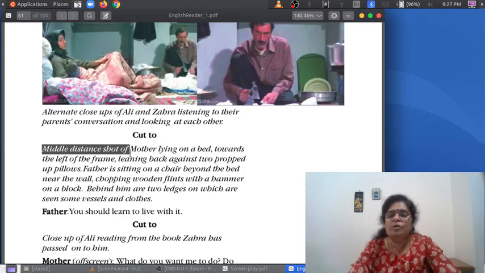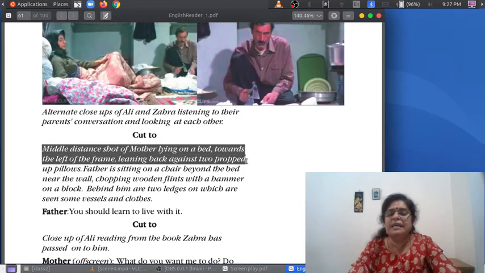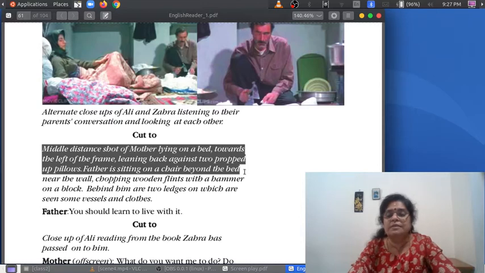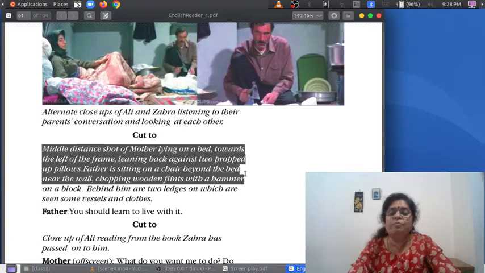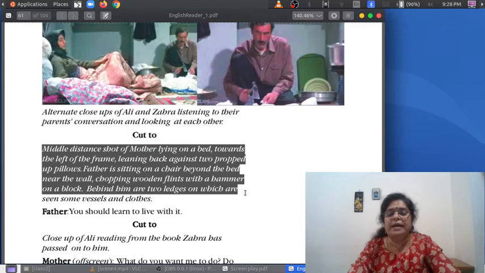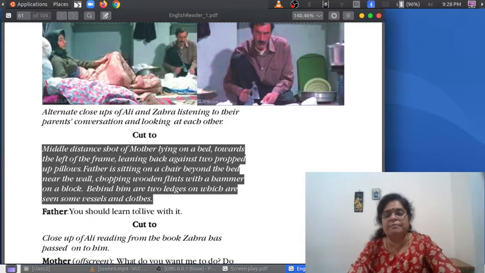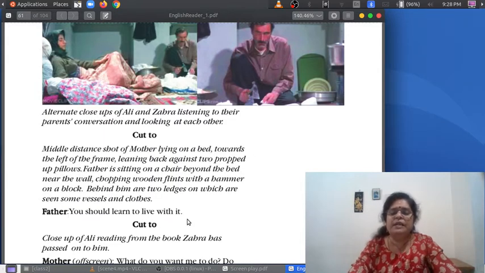Middle distance shot of mother lying on a bed towards the left of the frame, leaning back against two propped up pillows. Father is sitting on a chair beyond the bed near the wall, chopping wooden flints with a hammer on a block. Behind him are two ledges on which are seen some vessels and cloths. Father. You should learn to live with it.